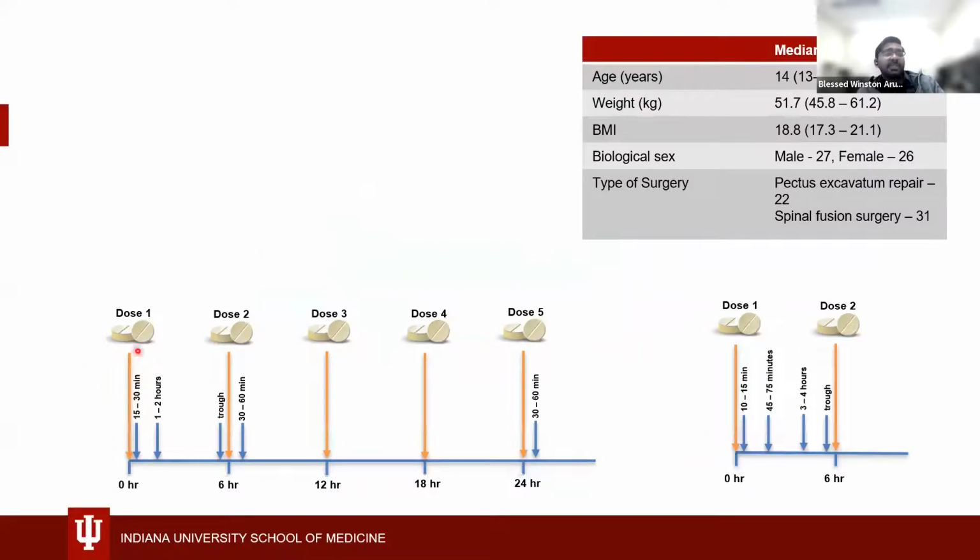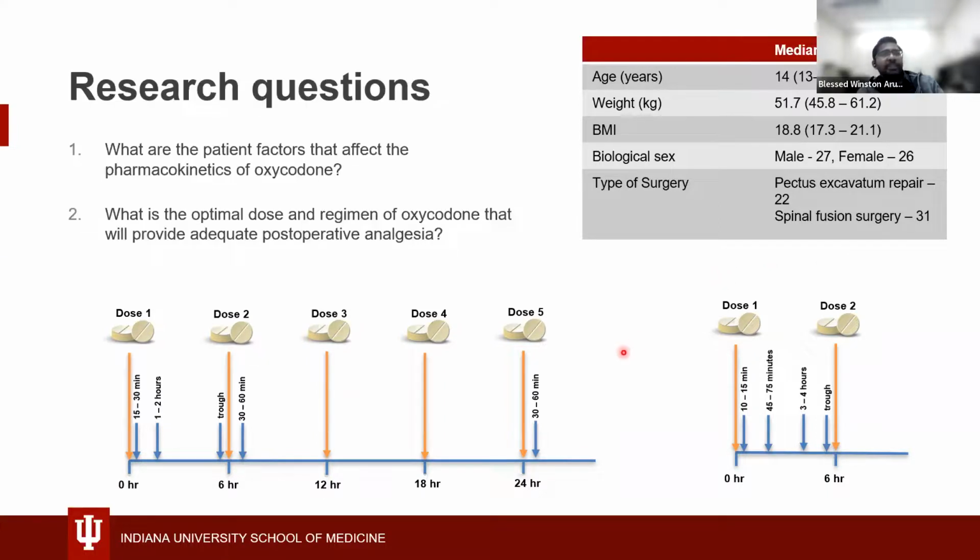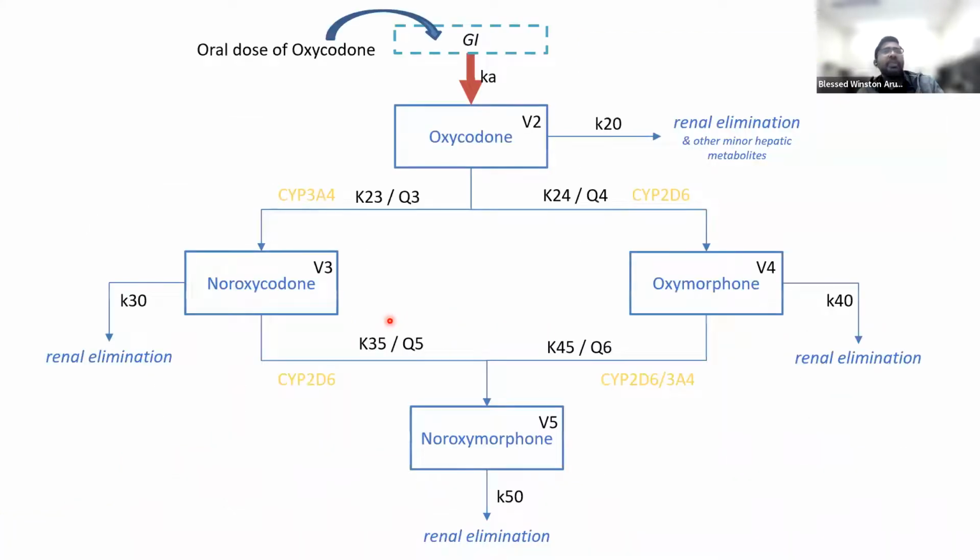So the orange lines are the doses and the blue lines are the samples. So we got samples at these points and later at these points. A similar population, slightly smaller population, and similar research questions. What are the factors which affect the PK of oxycodone, and how do we optimize the regimen? And you can see that this is the model.